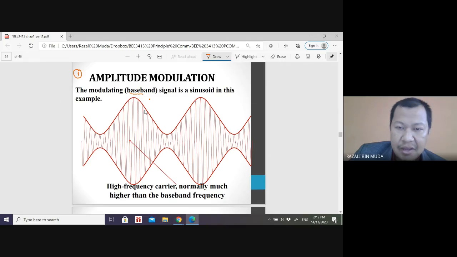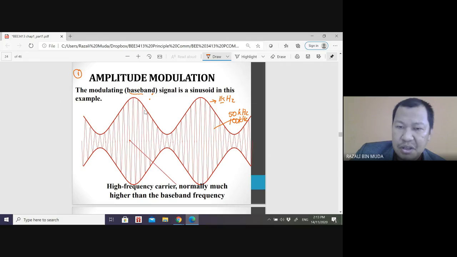It is very high frequency compared to baseband. A common value for the baseband is around 1 kilohertz, and this high frequency signal, the carrier, is normally around 50 or 100 kilohertz. So if you compare 1 kilohertz to 100 kilohertz, it is very small compared to this.